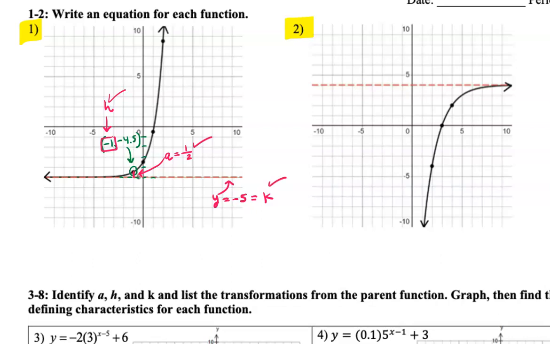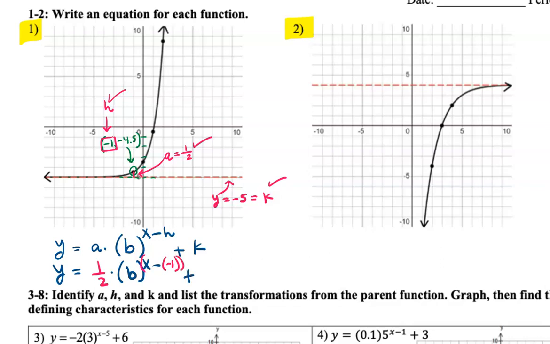I gather all of that information from my graph and then I put it into my template. The template is a times your base, with the base raised to the power of x minus h, and then after that you're adding k. In this case, I'm using 1/2 for a. That is getting multiplied to the base, which I don't know yet. The base is raised to the power of x minus h, which in this case is x plus 1, all in the exponent. And then I add k, which in this case is -5.